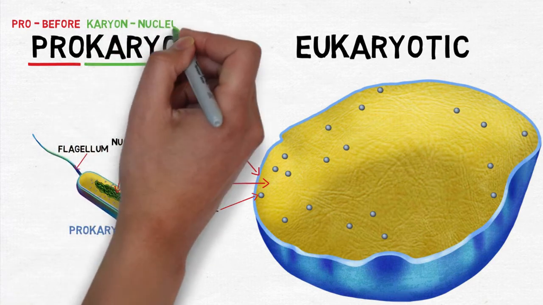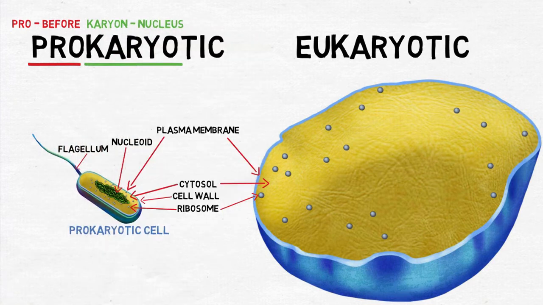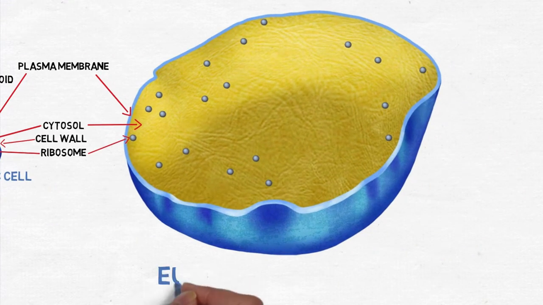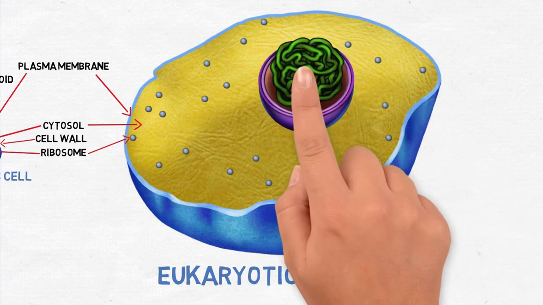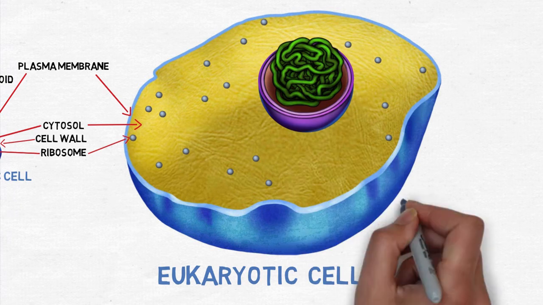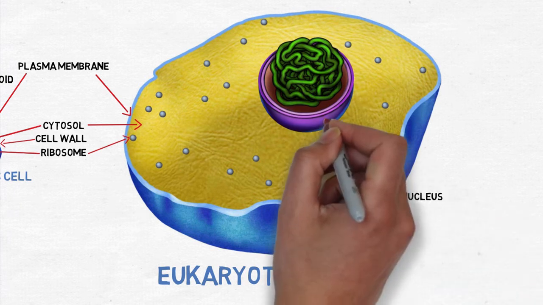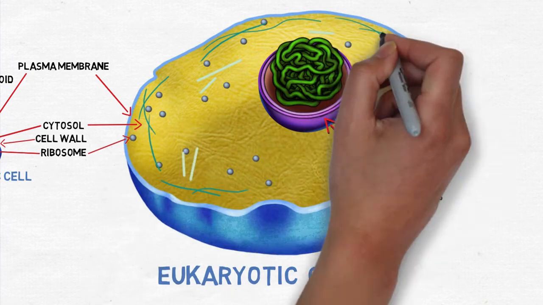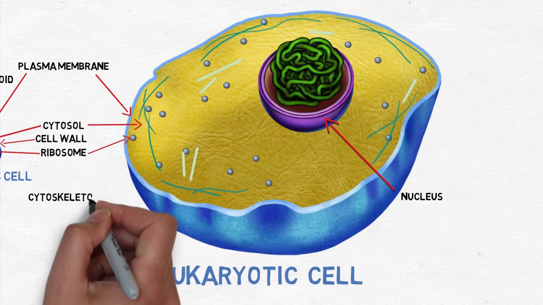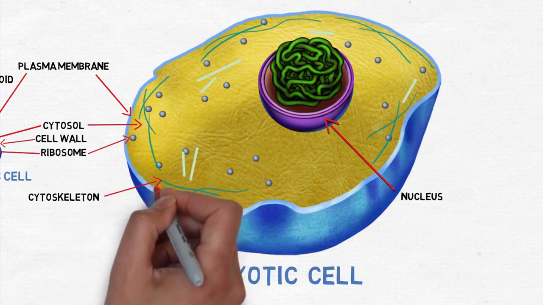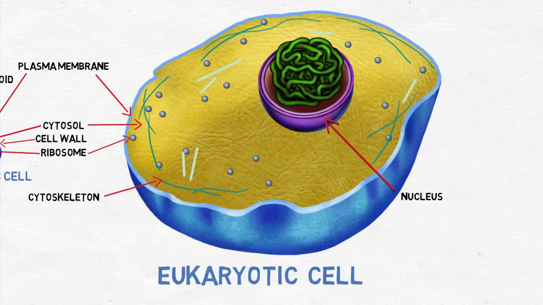Prokaryotic cells are typically much smaller than eukaryotic cells and are simpler in structure. In a eukaryotic cell, most of the DNA is in an organelle called the nucleus, which is bounded by a double membrane called the nuclear envelope and organized as linear chromosomes. In eukaryotic cells, there is a network of microtubules and filaments that extend throughout the cytoplasm called the cytoskeleton. It serves a variety of mechanical, transport, and signaling functions.